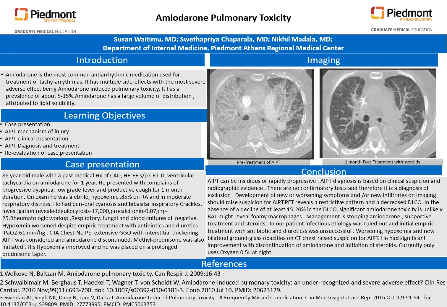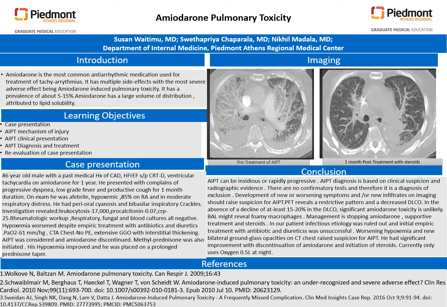PFTs done may reveal a restrictive pattern and a decreased diffusion capacity for carbon monoxide. In the absence of a decline of at least 20% in the DLCO, significant amiodarone toxicity is highly unlikely. BAL usually reveals characteristic foamy macrophages. Management usually involves stopping amiodarone, supportive treatment, and steroids.